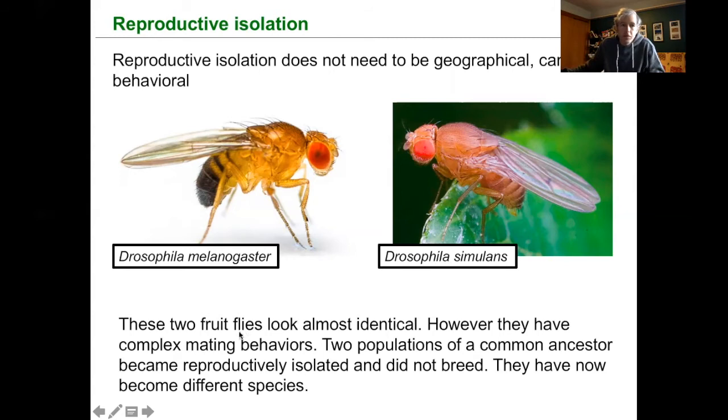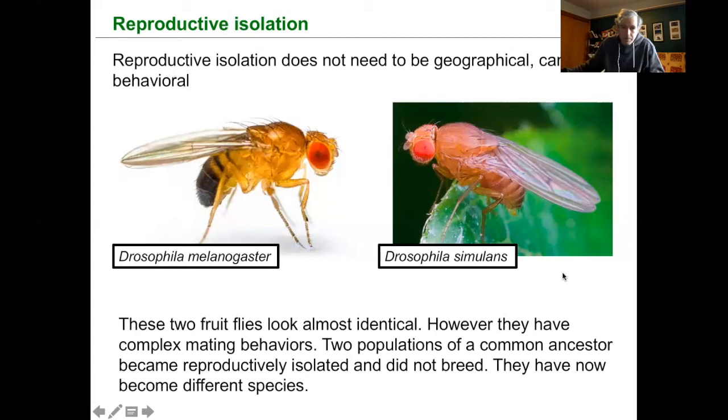So these two fruit fly species look almost identical. So you have Drosophila melanogaster. This is one of the most important species in the world in terms of genetic research. Most of what we know about genetics has been done on Drosophila melanogaster. But there's another species of fruit fly that looks very similar called Drosophila simulans.